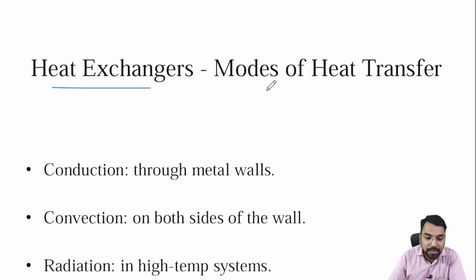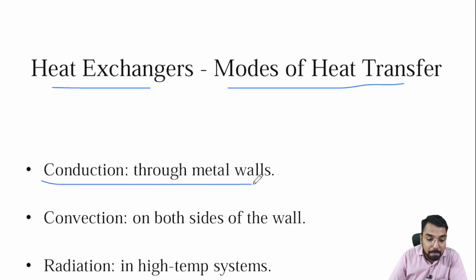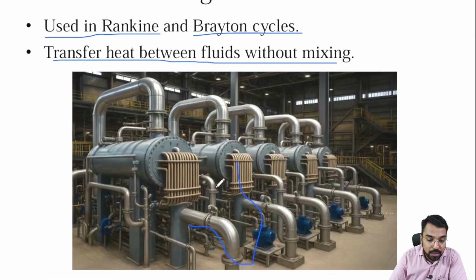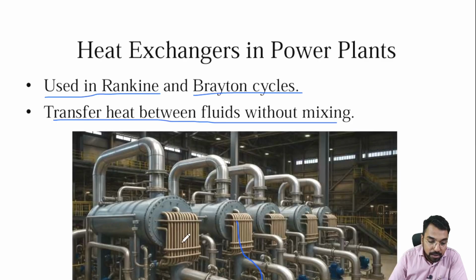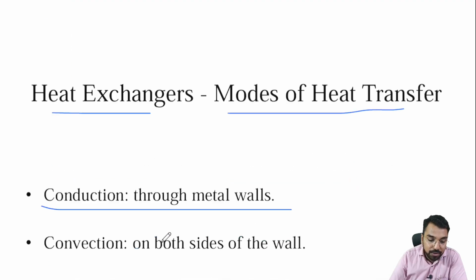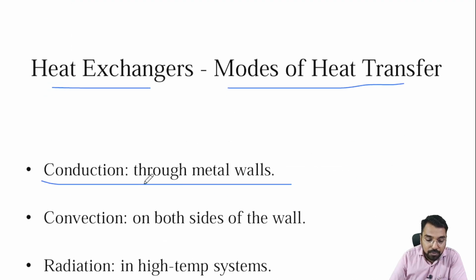So in a heat exchanger, what modes of heat transfer take place? We are going to see this. Conduction through the metal walls: just like I have said, these are the tubes inside this cylindrical structure, and these tubes are in contact with the flue gases. So through these metal tubes or metal walls, the conduction is going to happen.